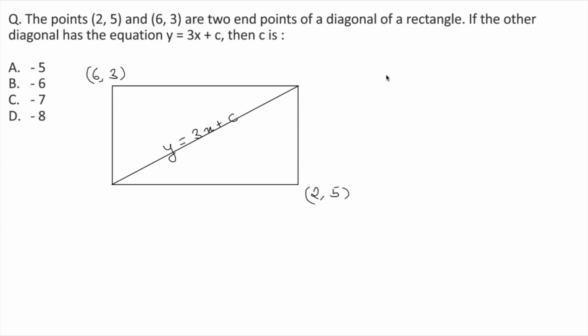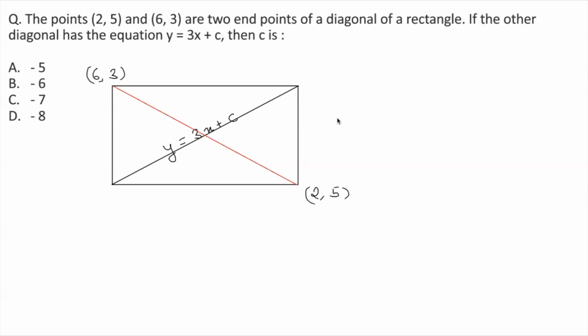The points (2, 5) and (6, 3) are the two endpoints of a diagonal of a rectangle. If the other diagonal has the equation y = 3x + c, then c is. So simple question again. So let's construct this diagonal that has vertices (6, 3) and (2, 5).